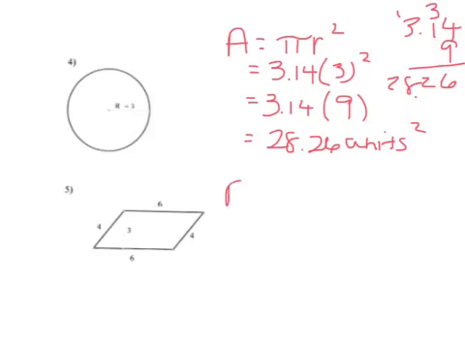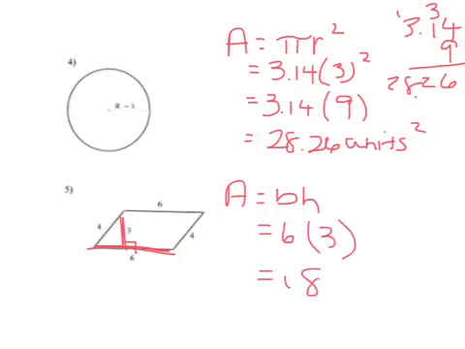Perfect. And last one, a parallelogram. Parallelogram is base times height. So our base would be this number down here, which is 6. The height, remember, makes that perpendicular, same thing as in our triangle, would be 3. And 6 times 3 is 18 units squared.